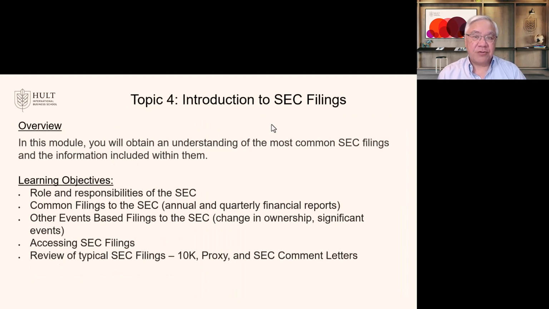The fourth topic is Introduction to SEC Filings. We looked at some of the roles and responsibilities of the SEC, some of the common filings for annual and quarterly, and some of the other special types of reporting when events occur, such as change in ownership or some other event. And then how do we access SEC filings? We go directly to EDGAR, which is a government database, or we find it on many websites and even the company's websites. It's quite easy to find financial statements. It's not really a secret. And a review of typical statements we looked at in this topic, which are 10K, proxy statements, and SEC comment letters.